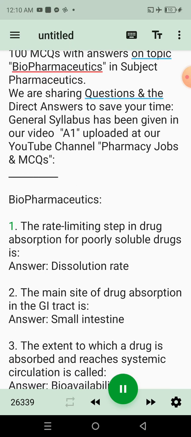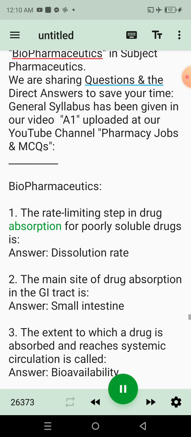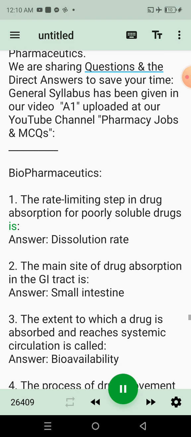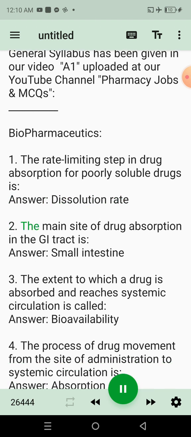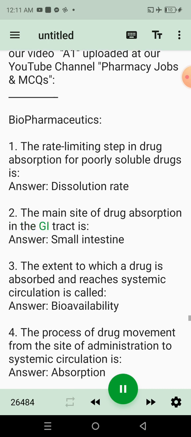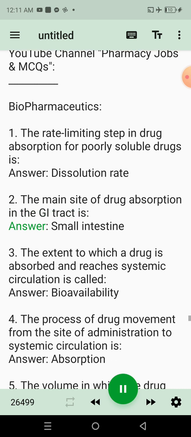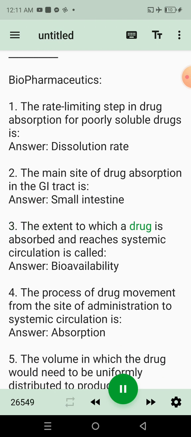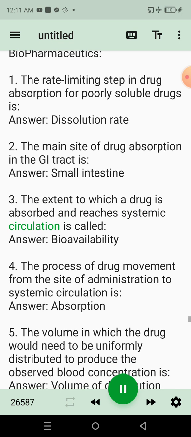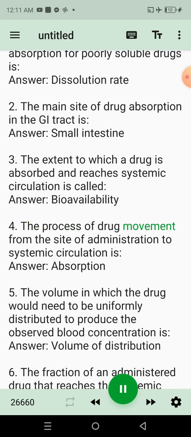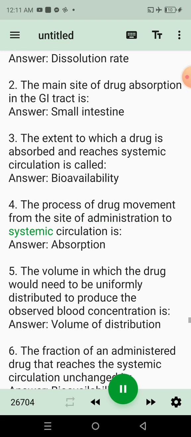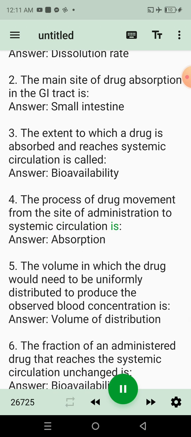Biopharmaceutics. 1. The rate-limiting step in drug absorption for poorly soluble drugs is. Answer. Dissolution rate. 2. The main site of drug absorption in the GI tract is. Answer. Small intestine. 3. The extent to which a drug is absorbed and reaches systemic circulation is called. Answer. Bioavailability. 4. The process of drug movement from the site of administration to systemic circulation is.